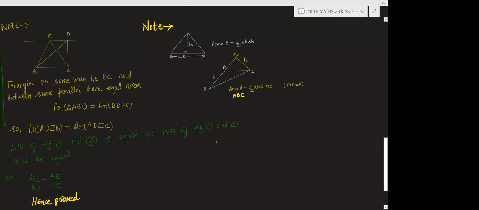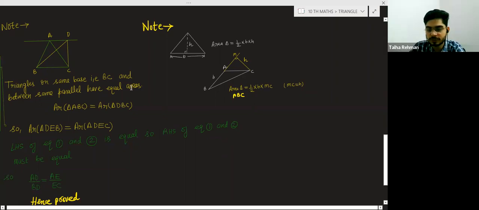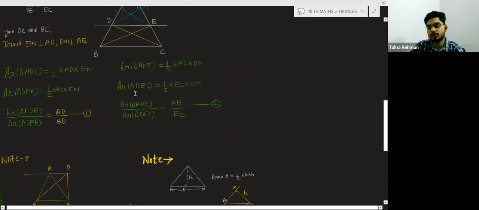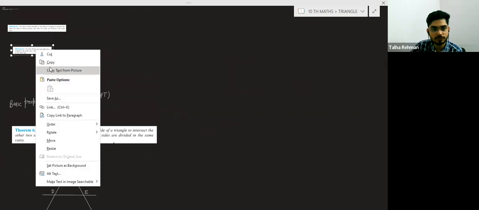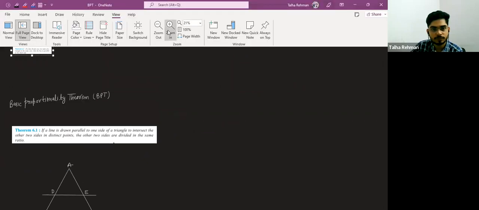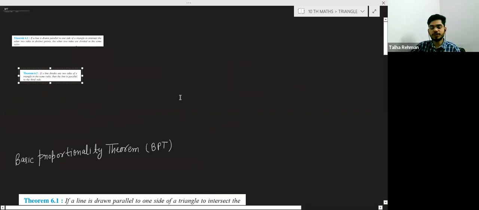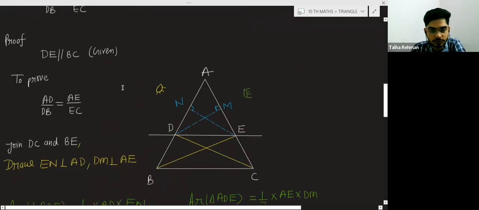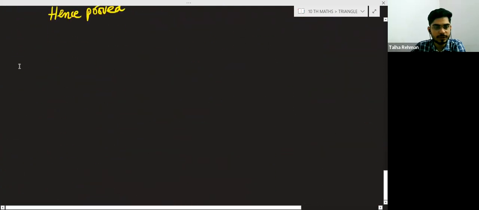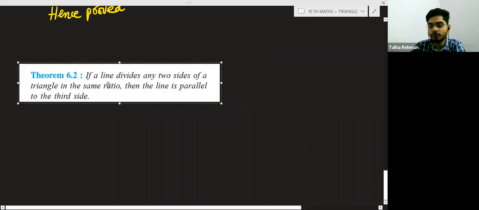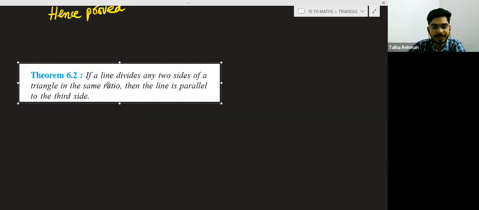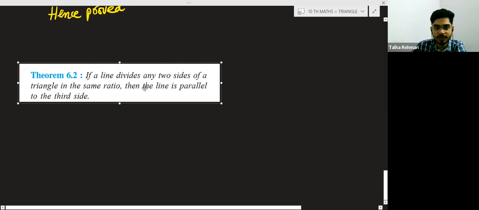Done, sir. Okay. So there is one more theorem, 6.2, that is the converse of the basic proportionality theorem. We'll use the basic proportionality theorem to prove the converse of the basic proportionality theorem. So see what that is. According to the converse of the basic proportionality theorem, if a line divides any two sides of a triangle in the same ratio, then the line is parallel to the third side.